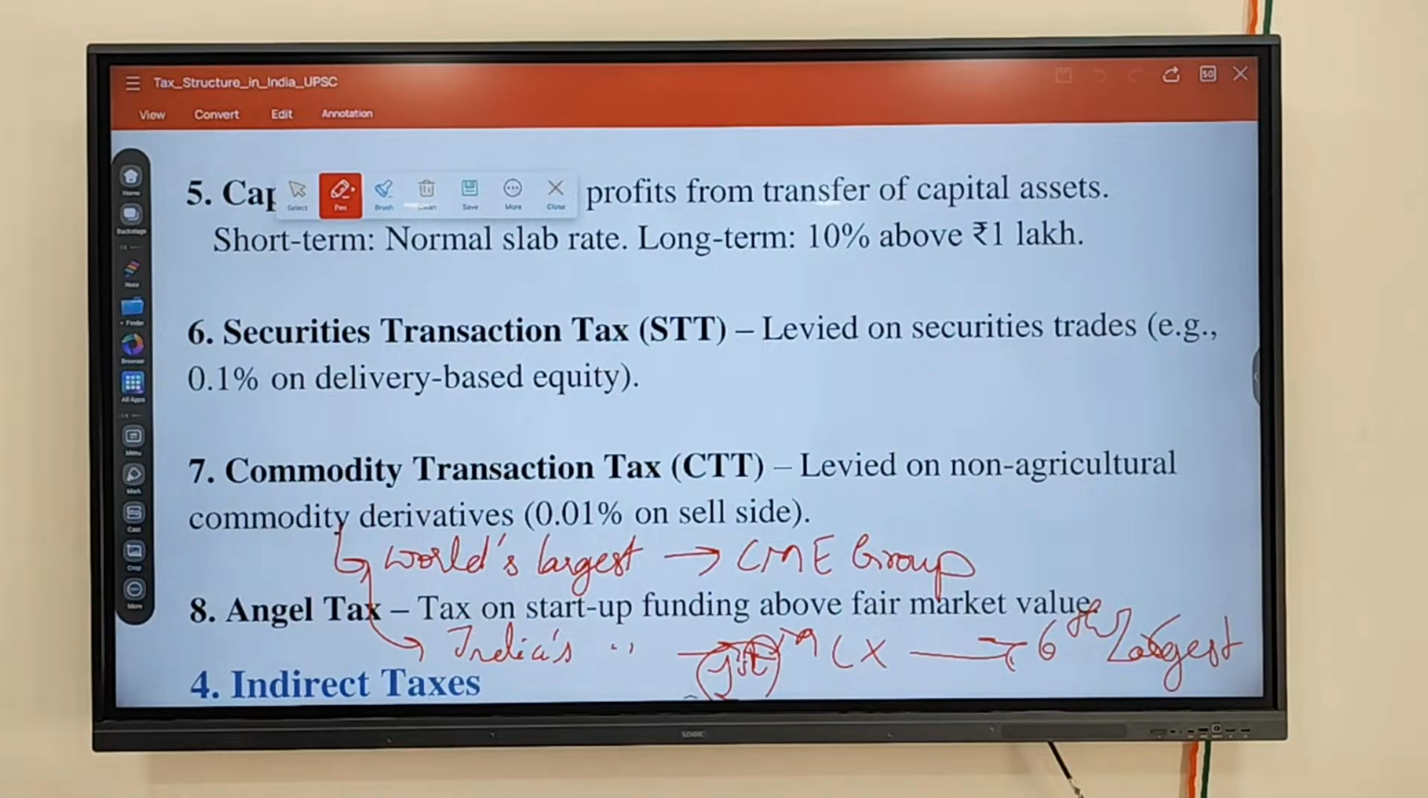In this MCX, there will be commodity trading regarding natural gas, crude oil, gold, silver. All the non-agriculture products: gold, silver, natural gas, crude oil, steel. You can visit that website also, MCX India, and just see the products in that list.